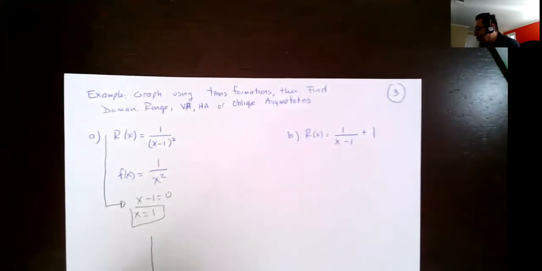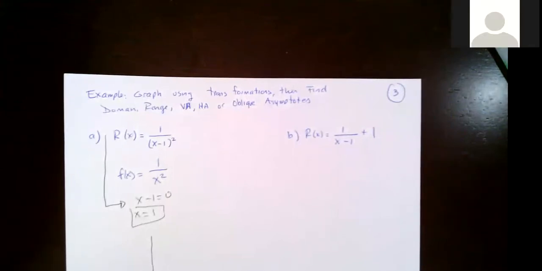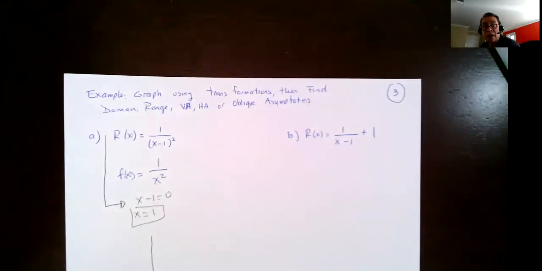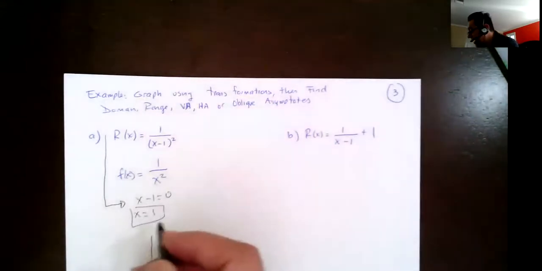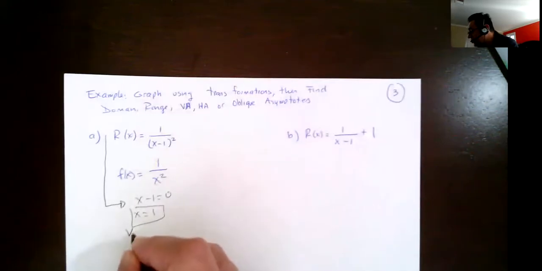By the way, what kind of asymptote is x equals 1? It's a vertical asymptote. You guys are right. It's a vertical asymptote. So x equals 1 is the vertical asymptote.